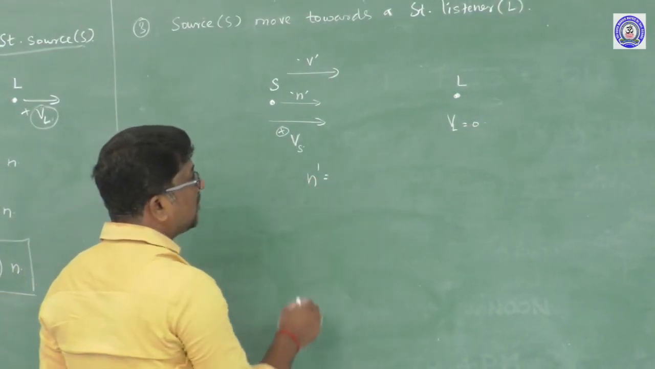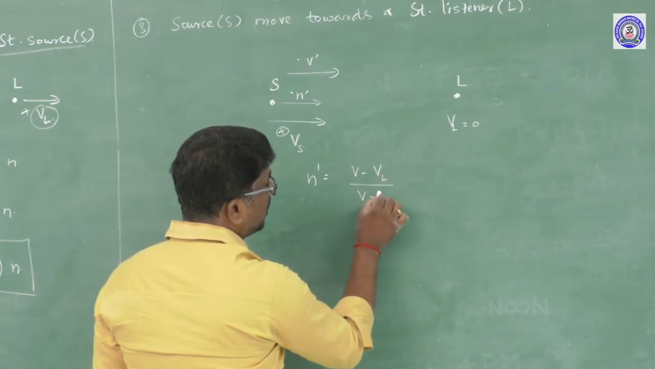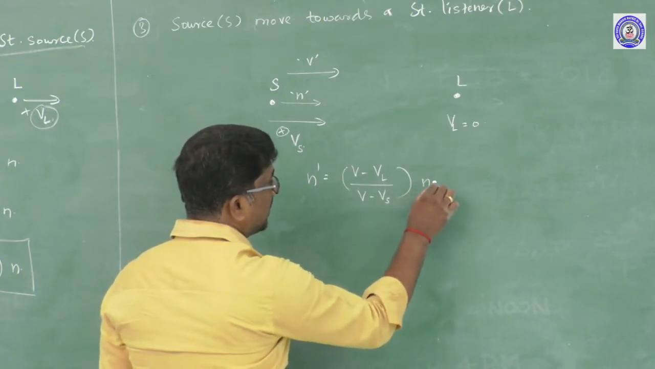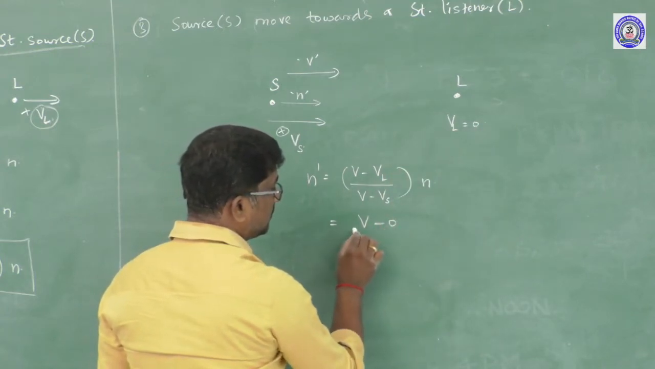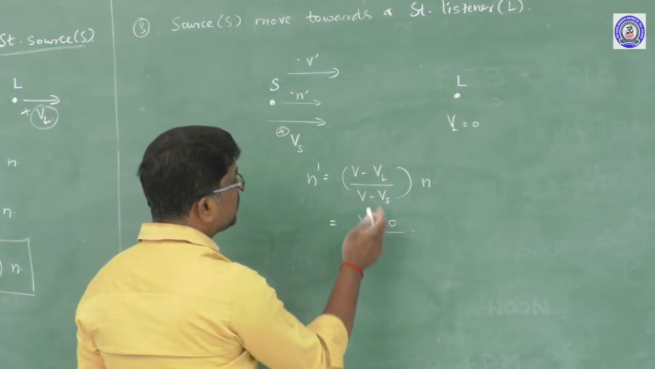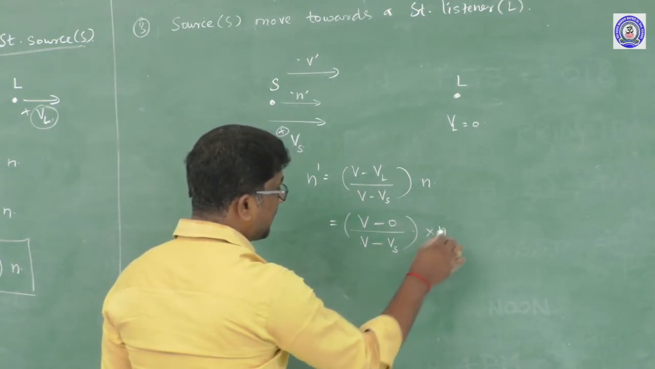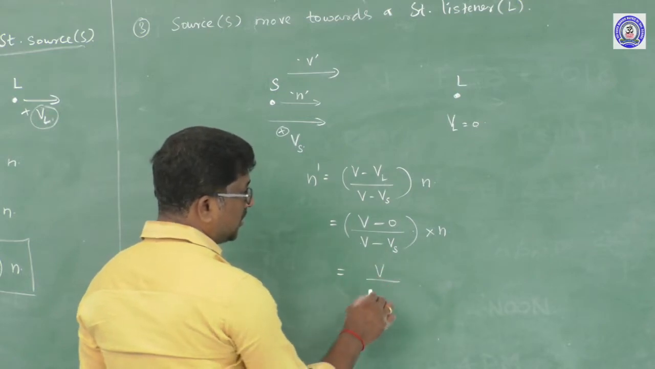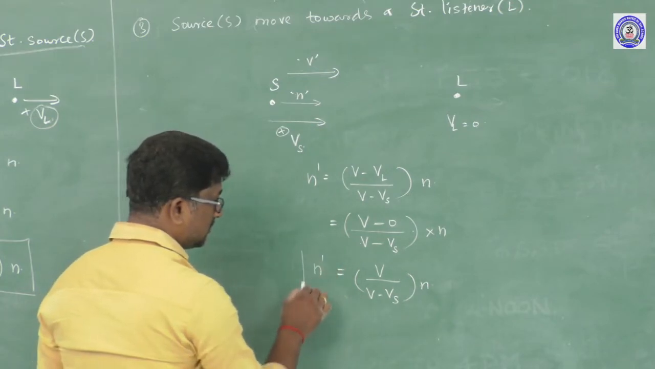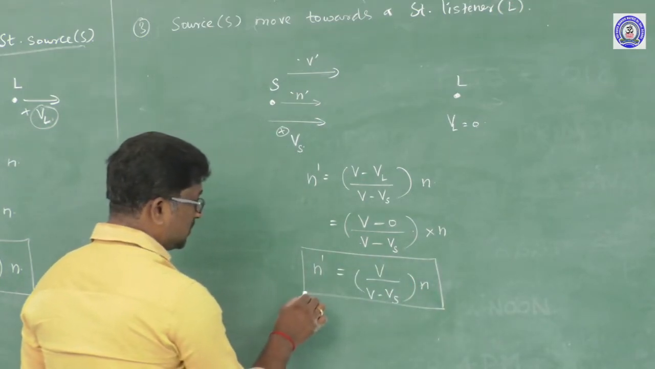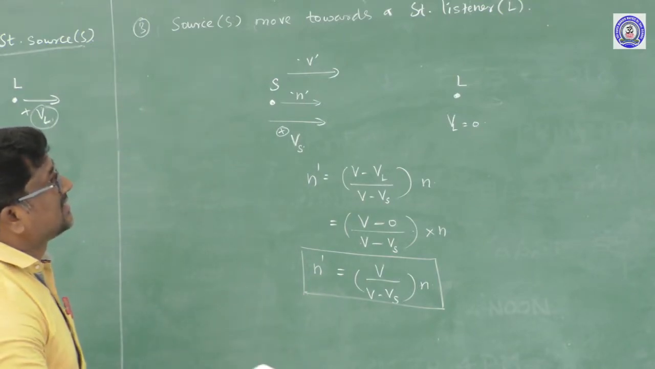The apparent frequency formula is n prime equals (V minus VL) divided by (V minus Vs) into n. V minus VL, where VL is 0, is just V, so n prime equals V divided by (V minus Vs) into n. So this is the apparent frequency formula if the source moves towards a stationary listener.